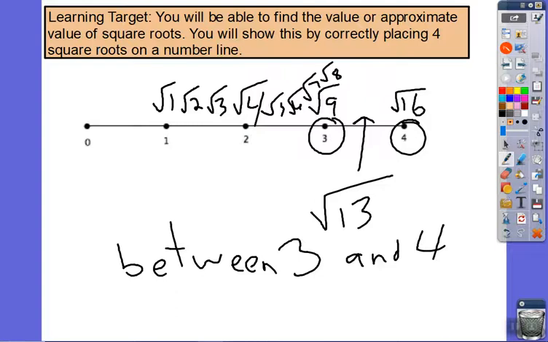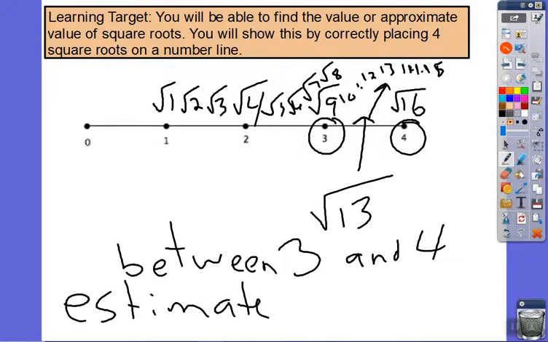The next thing that I'd like to do is to get an estimate. So where would 13 be? If I wrote out all the numbers from 9 to 16, where is 13? So I'd have 10, I'd have 11, I'd have 12, I'd have 13, I'd have 14, I'd have 15. Sorry about my handwriting here. 13 is kind of right in the middle. So if I asked you for an estimate, I'm going to use a little squiggle because I'm not saying that this is accurate, but I'm saying it would be about 3.5, because it's between 3 and 4, and it's right about halfway in between there.